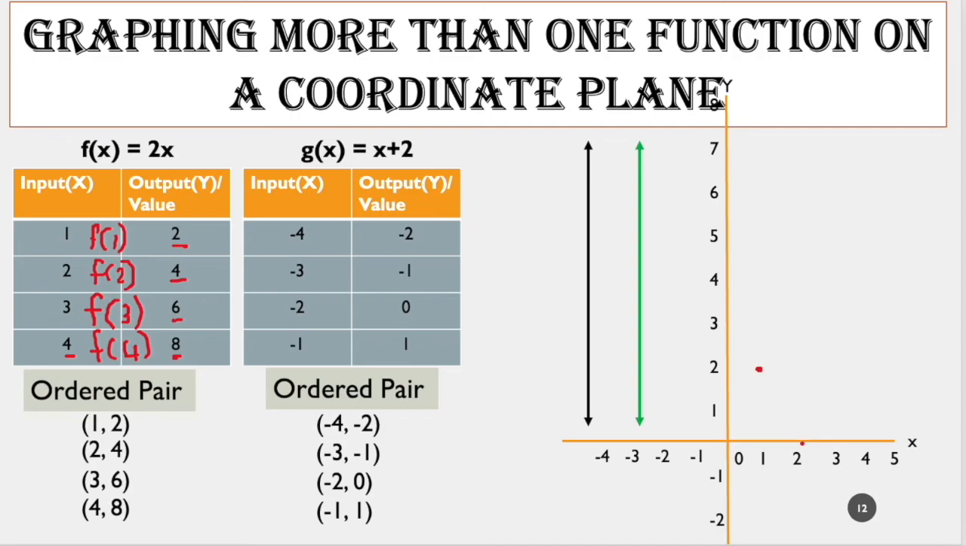When x is 2, what is the value of y? Which is 4, so that goes right there. So when x is 3, what is the value of y? Which is 6, which would be right here. When the value of x is 4, what is the value of y? Which is 8. It goes right up here, right there. So if we join these, or if we connect these dots, we get the graph for this function. So let's do that.